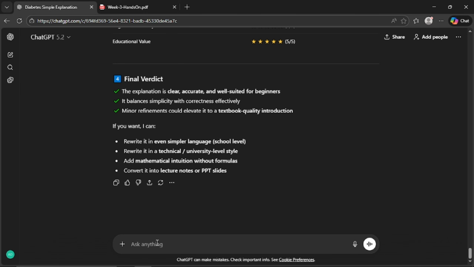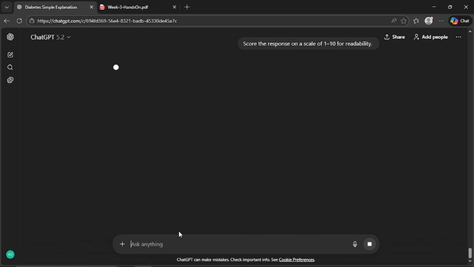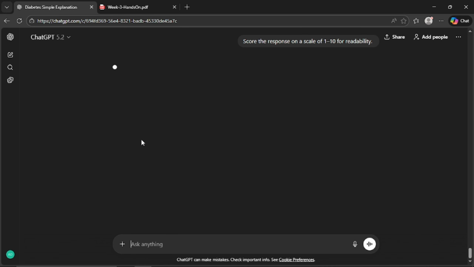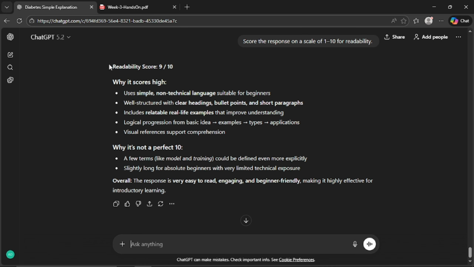Now I'm going to tell it to score the response on a scale of 1 to 10 for readability. So the readability score is 9 by 10. Why does it score high? Uses simple non-technical language. Why it's not perfect: in a few terms like, as I said, model and all, they are technical. They need to be very much technical. So it was not there.